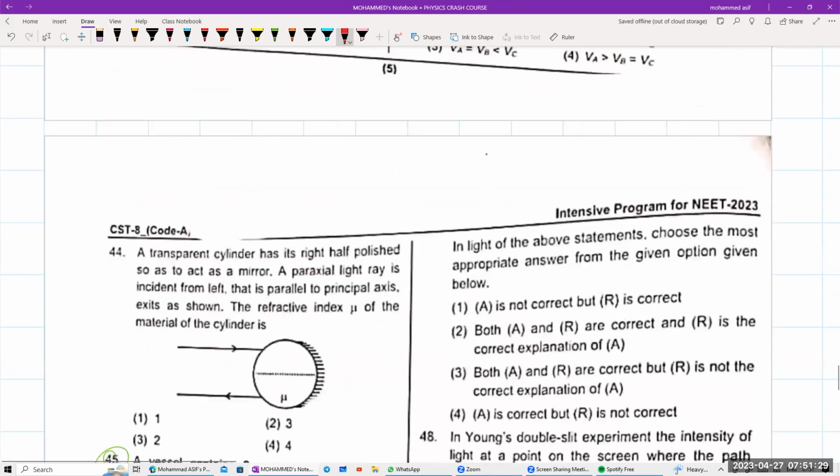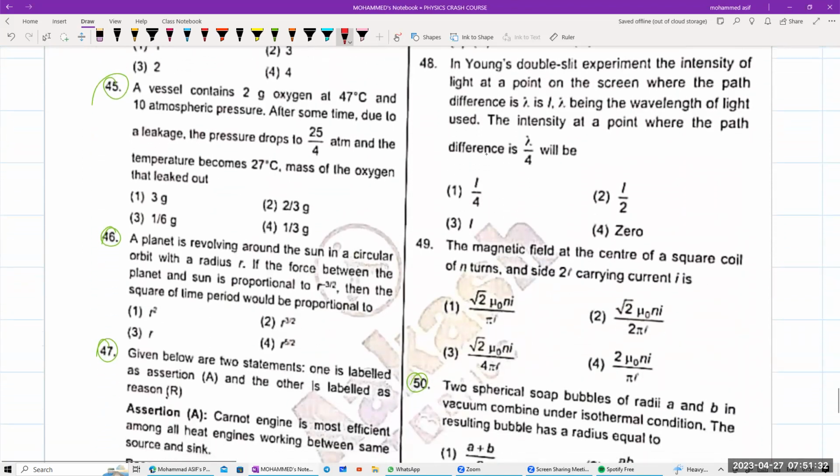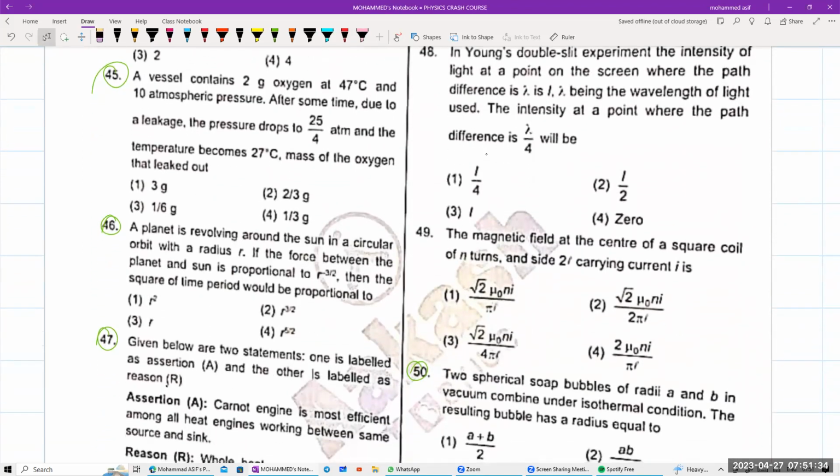40, 41 ये तो नहीं टिक किया अपन ने। चलो क्वेश्चन नंबर 44 ट्राई करिए बेटा सभी लोग। A vessel contains 2 grams of oxygen at 47 degrees Celsius and 10 grams of atmospheric pressure. After some time, due to leakage, the pressure drops to 25/4 atmosphere and the temperature becomes 27 degrees Celsius. Mass of the oxygen that leaked out will be equal to how much? I hope you can do this question. नहीं हो रहा तो you can come back and try to do it later.